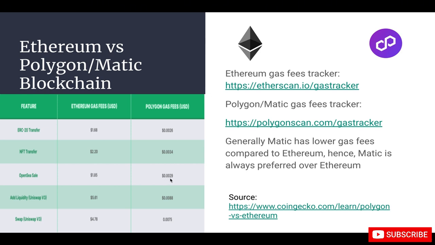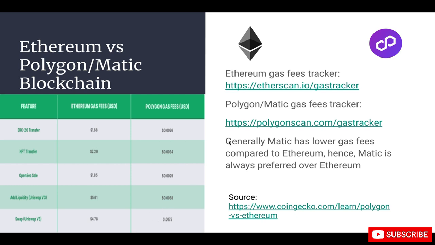It was like 0.3 cents, I guess. And on Uniswap V3, for example, Ethereum gas fees cost you close to $5, but Polygon gas fees are not even 1 cent, only about 0.75 cents. So definitely, Polygon gas fees are way cheaper compared to Ethereum gas fees.